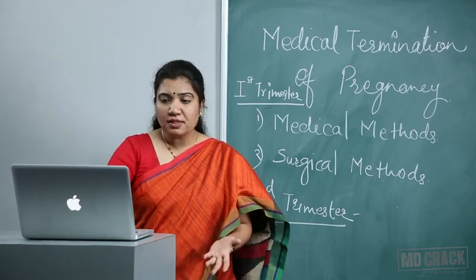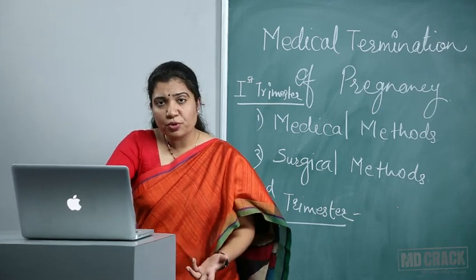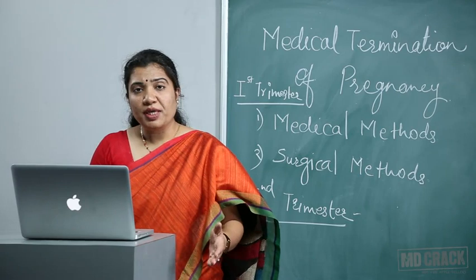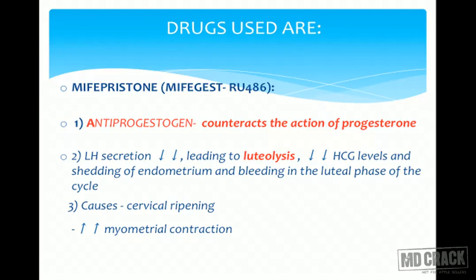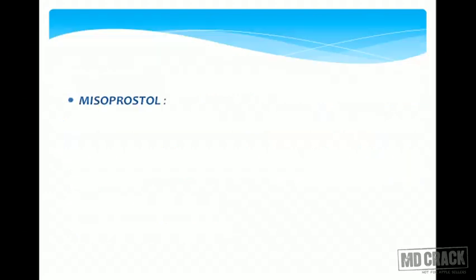There is luteolysis, and because of luteolysis, the support of progesterone and estrogen is gone. Shedding of endometrium takes place and bleeding in the luteal phase of the cycle starts. It also causes cervical ripening and increases myometrial contraction. So it helps in taking out support, or stops nurturing the baby or the fetus, and then starts softening the cervix so that it gets easily dilated, and then the products of conception can get expelled out. The second drug used in medical termination is Misoprostol.